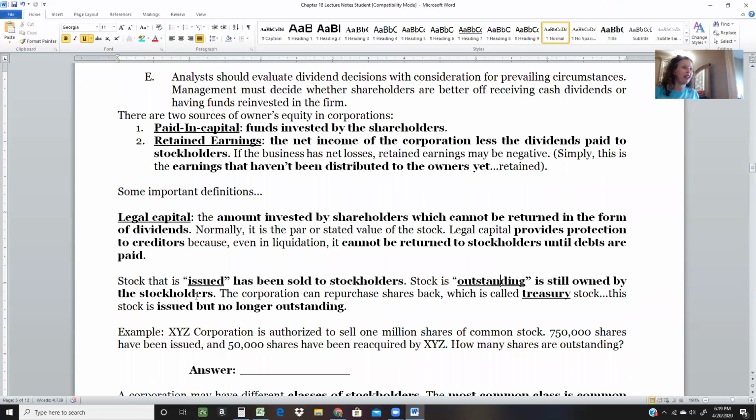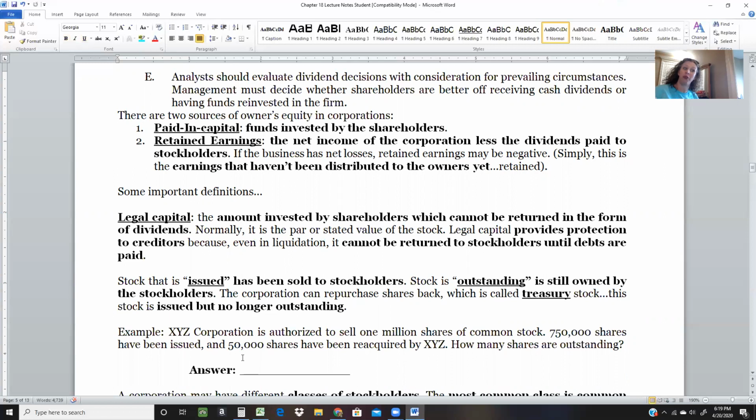So, issued versus outstanding versus treasury. This sentence basically explains it well. The corporation can repurchase shares back, which is called treasury stock. This stock is issued, but no longer outstanding. This example kind of explains the concept a little bit.